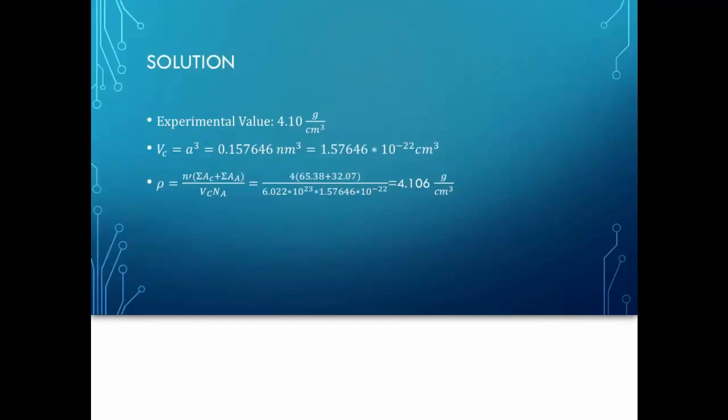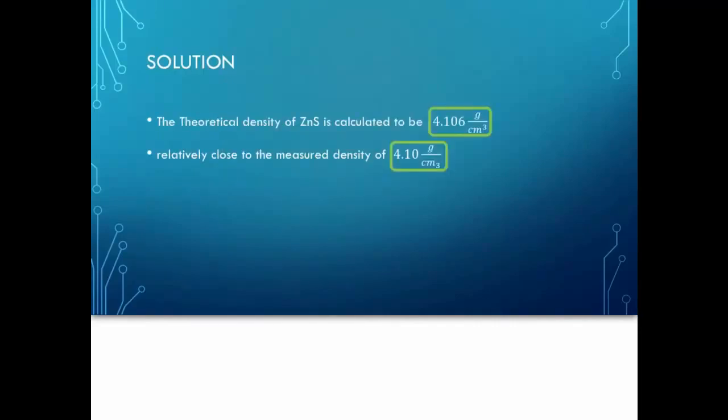So now plugging in all of our values, we get that the theoretical density of zinc sulfide is 4.106 grams per centimeter cubed. We can say that the theoretical density that we gained through calculation is relatively close to the measured density of zinc sulfide.